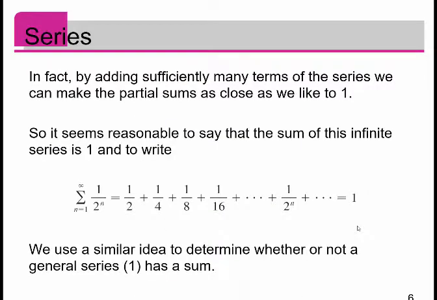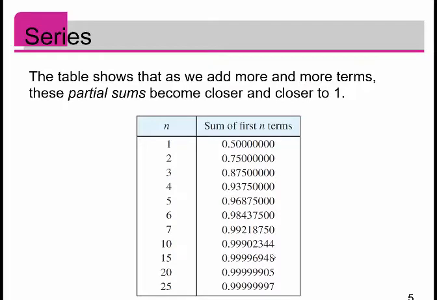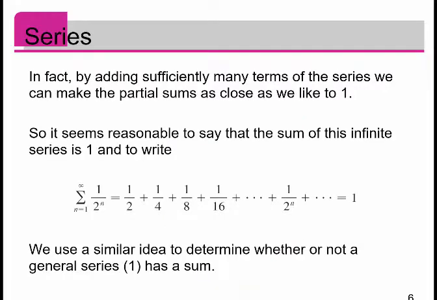All right, in fact, by adding sufficiently many terms in the series, we can make the partial sums as close to 1 as we like in this example. So it seems reasonable to say that the sum of this infinite series is 1, because we keep getting closer and closer to 1. We can write this as the sum of 1 over 2 to the n is equal to 1. So we use a similar idea to determine whether or not a general series has a sum.